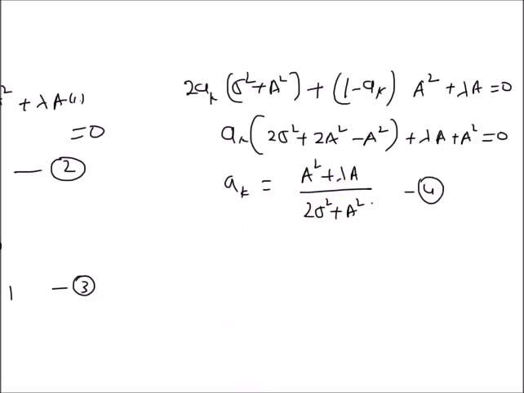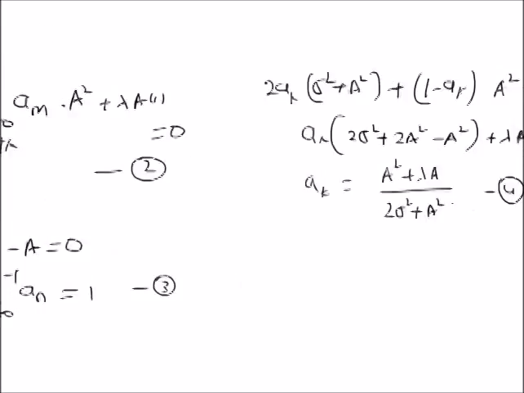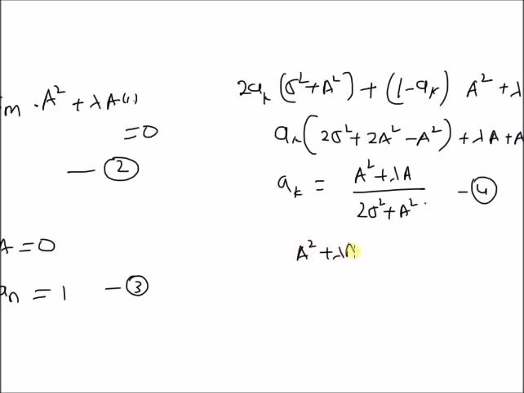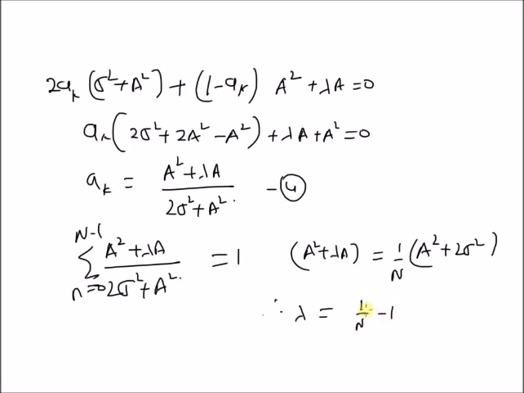Now by using this result and equation 3, we can clearly see that the summation of a squared plus lambda into a divided by 2 sigma squared plus a squared, over n equal to 0 to N minus 1, is equal to 1. This basically means that a squared plus lambda a is equal to 1 by N into a squared plus 2 sigma squared. Therefore, lambda is equal to 1 by N minus 1 into a squared plus 2 sigma squared by N, into 1 by a. This is the value of lambda.